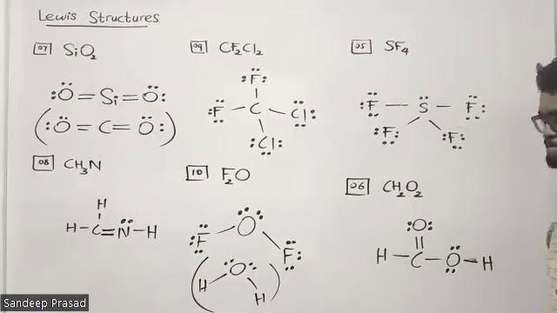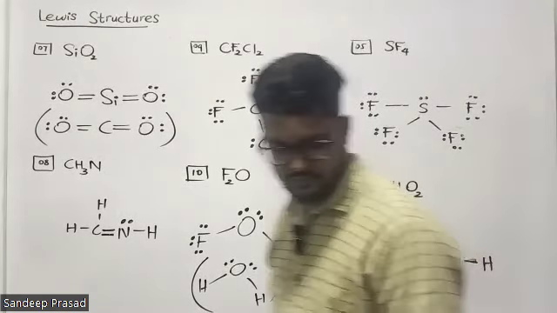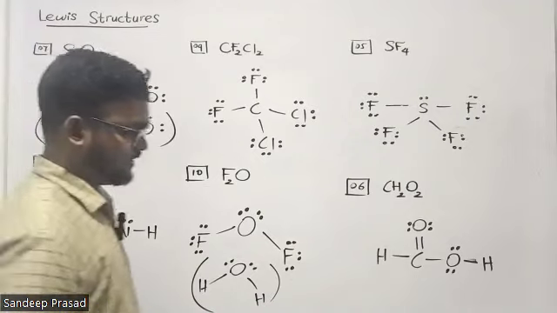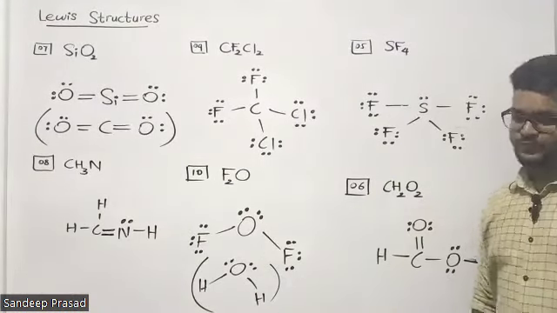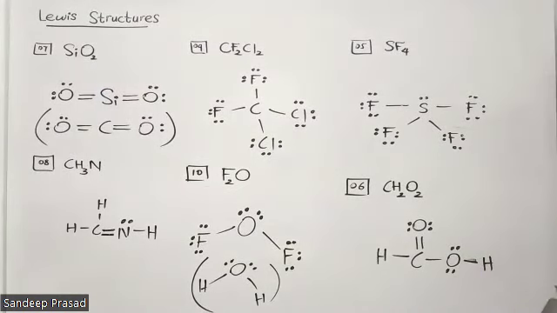Number 10. No, we can't make double bonds in fluorine. If we put double bonds in fluorine, fluorine will have a positive charge. Okay, fluorine will have a positive charge.